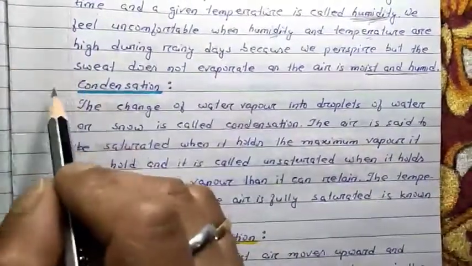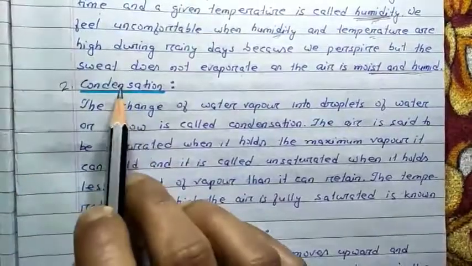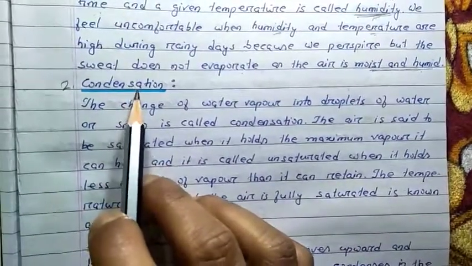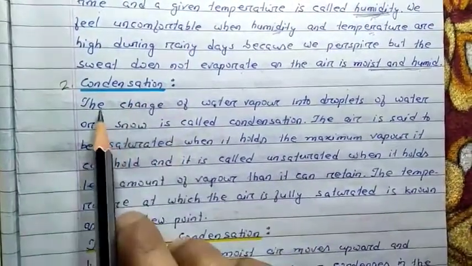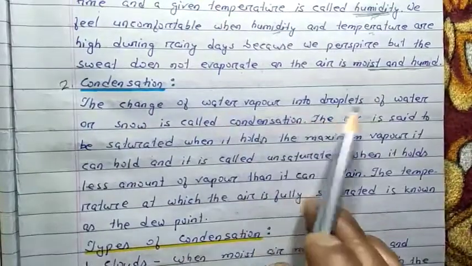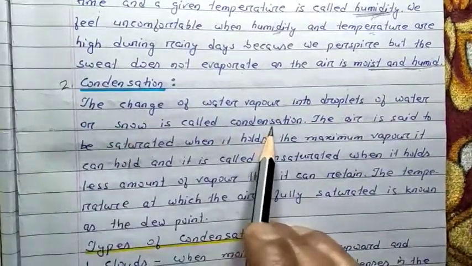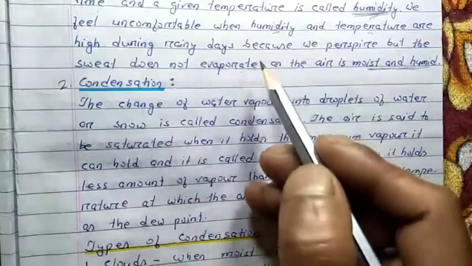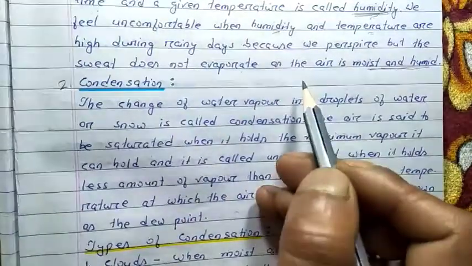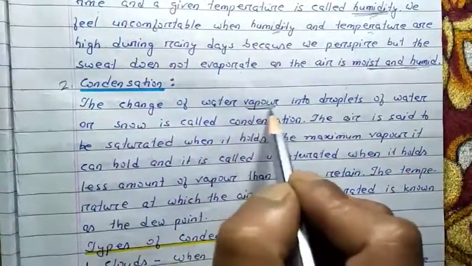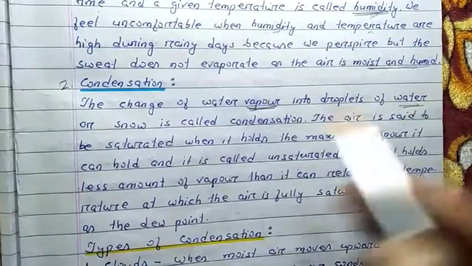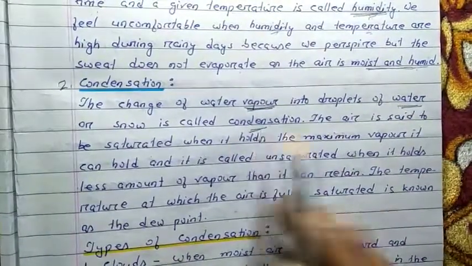Now comes the second process of the water cycle, condensation. It is just opposite to the process of evaporation. The change of water vapor into droplets of water or snow is called condensation. See, in evaporation water changes into vapor, but in condensation vapor changes into water. That process is known as condensation.